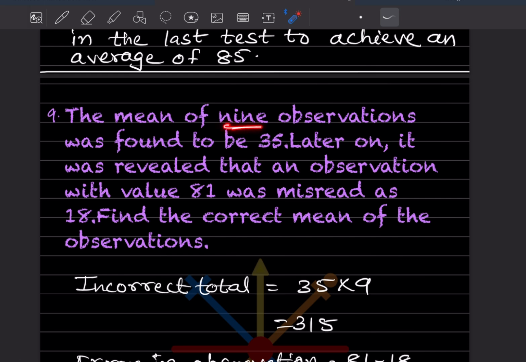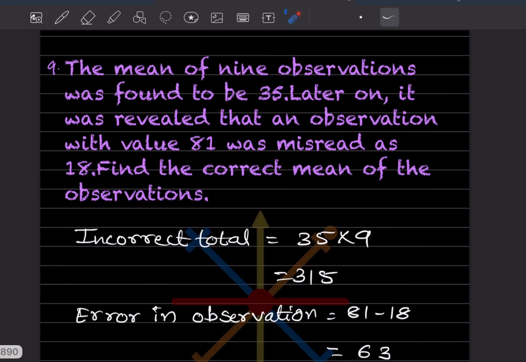The mean of 9 observations was found to be 35. Later on, it was revealed that an observation with value 81 was misread as 18. So find the correct mean of the observations. So first thing we have to see here, the mean of 9 observations means this is the incorrect total. So the incorrect total means 35 and there are 9 observations, so 35 into 9. That is going to be 315. So what is the error in that? Here it is given that 81 was misread as 18. So 81 minus 18, that is 63.